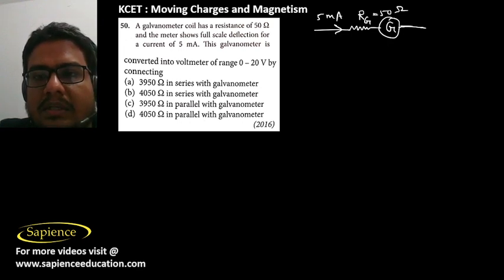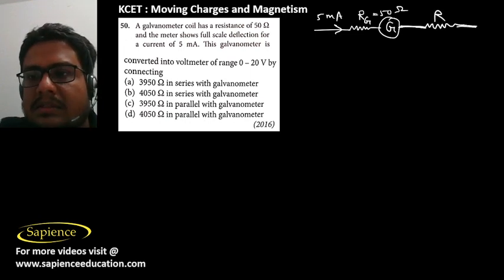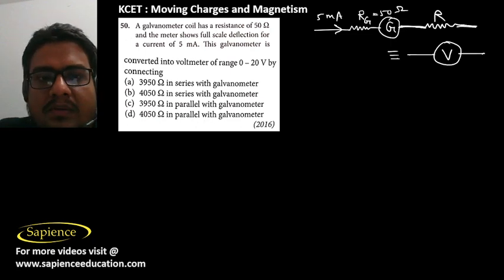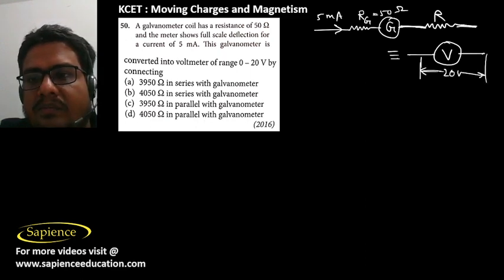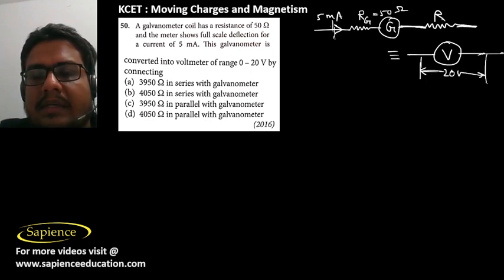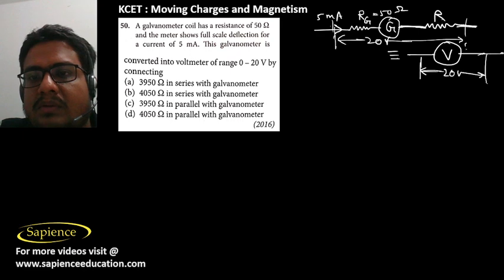So when a large resistance R is connected in series with the galvanometer, then this can be converted to a voltmeter. Now the range of the voltmeter is 0 to 20 volts, so the maximum voltage that it should read is 20 volts. This entire thing is the voltmeter when this R is connected in series with the galvanometer G. So this should be 20 volts across this.